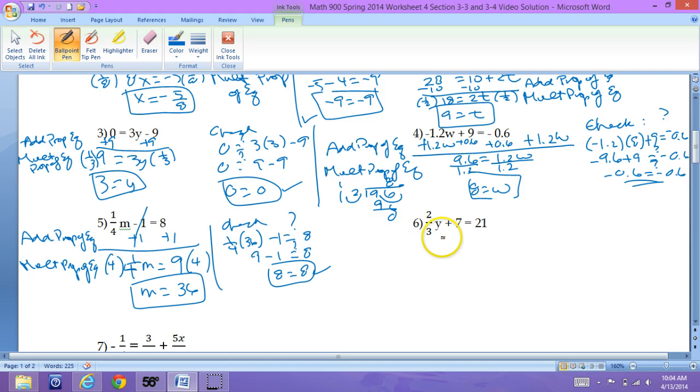So over here, we're going to subtract 7 from both sides using the addition property of equations. And then we have 2/3 y equals 14. Now we're going to multiply using the multiplication property of equations both sides by 3/2, because 3/2 is the reciprocal of 2/3, which is the coefficient of our variable.